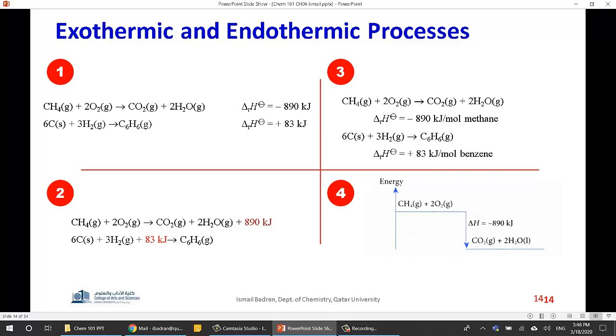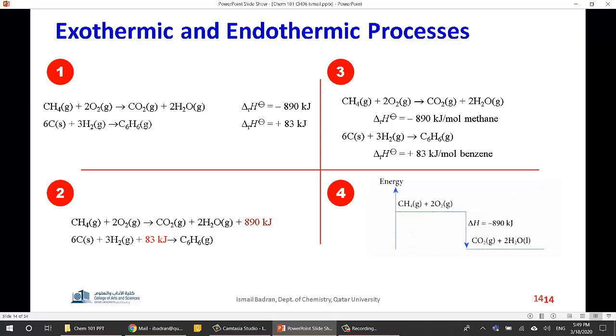The other way to do that is you write the enthalpy in terms of molar enthalpy. So you say, for example, minus 890 kilojoule per mole of methane. And we will come to the difference between enthalpy and molar enthalpy later on in this chapter. But the other way, and the most important way, to express exothermic and endothermic reactions is by an energy diagram.